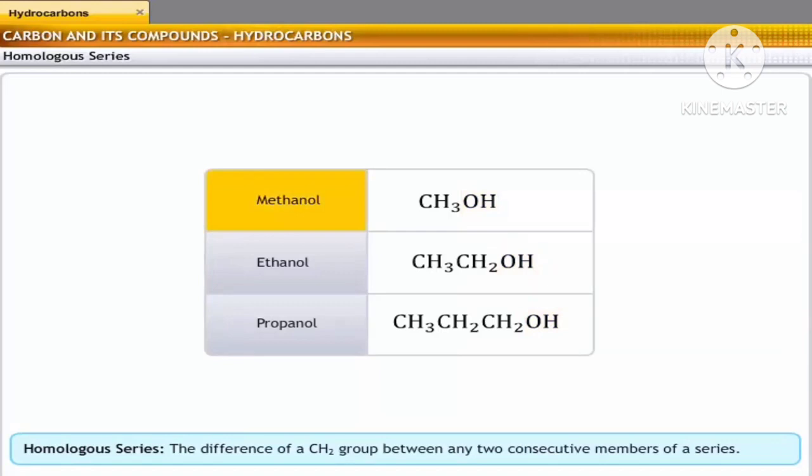Methanol with a molecular formula CH3OH. Ethanol with a molecular formula CH3CH2OH. And propanol with a molecular formula CH3CH2CH2OH. We observe that the difference between methanol and ethanol, and the difference between ethanol and propanol, is by a CH2 group.